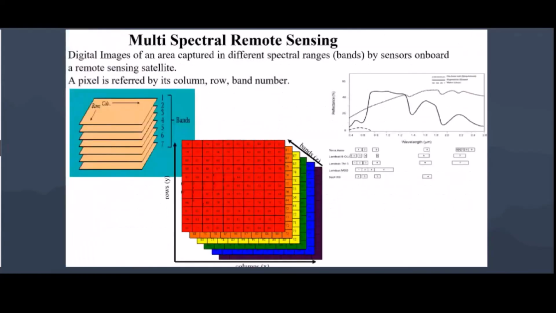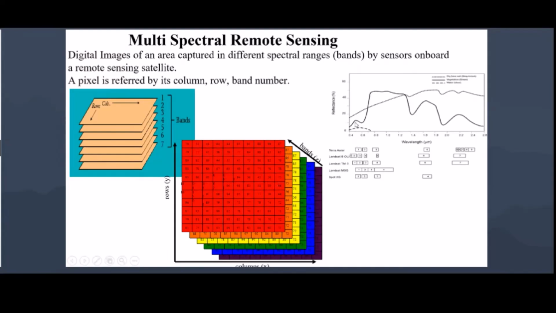So with multispectral remote sensing, we capture digital images of the area in different spectral ranges by sensors on board a remotely placed satellite platform. And we call it multispectral because different regions of the spectrum form channels or bands, and each band gives us unique information in that spectral region.